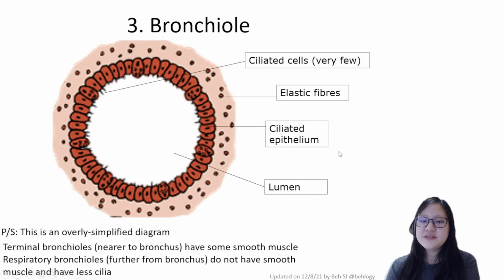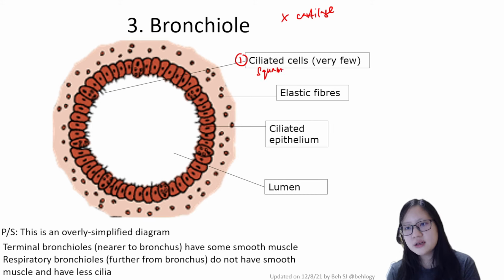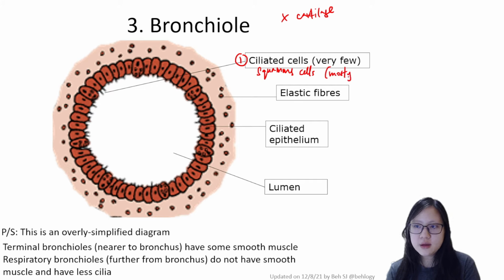Now, bronchiole has even less structure. It definitely does not have cartilage, as you can tell here. It does have a ciliated epithelial layer. However, only very few cells are ciliated. Most of them are squamous epithelium. Squamous is the opposite of ciliated epithelial cells. Okay, so squamous epithelial cells do not have cilia.